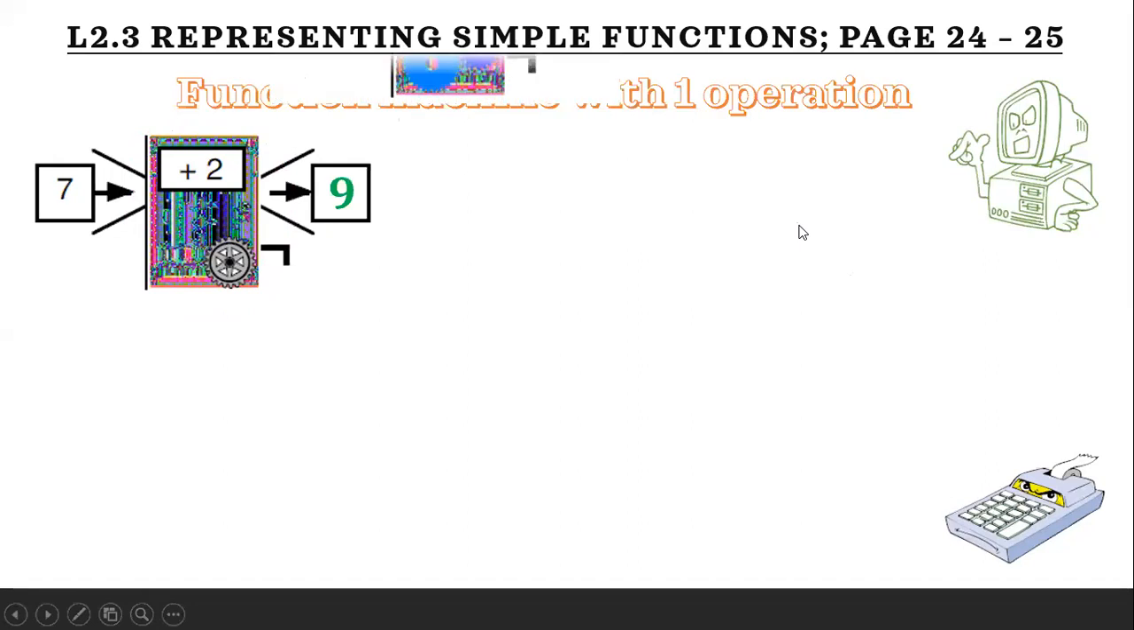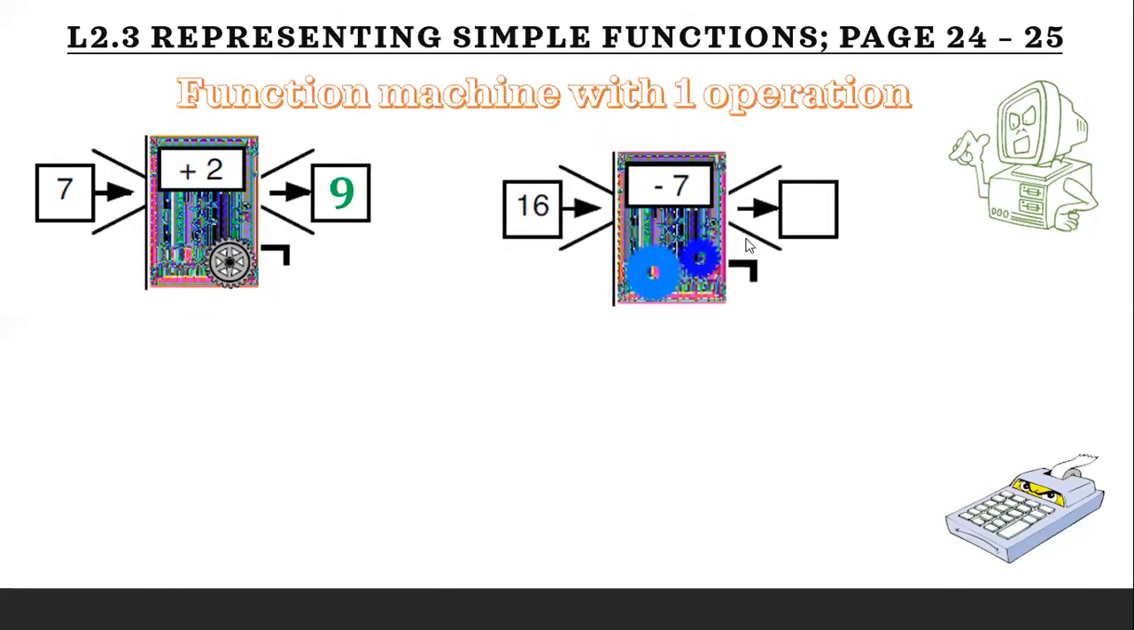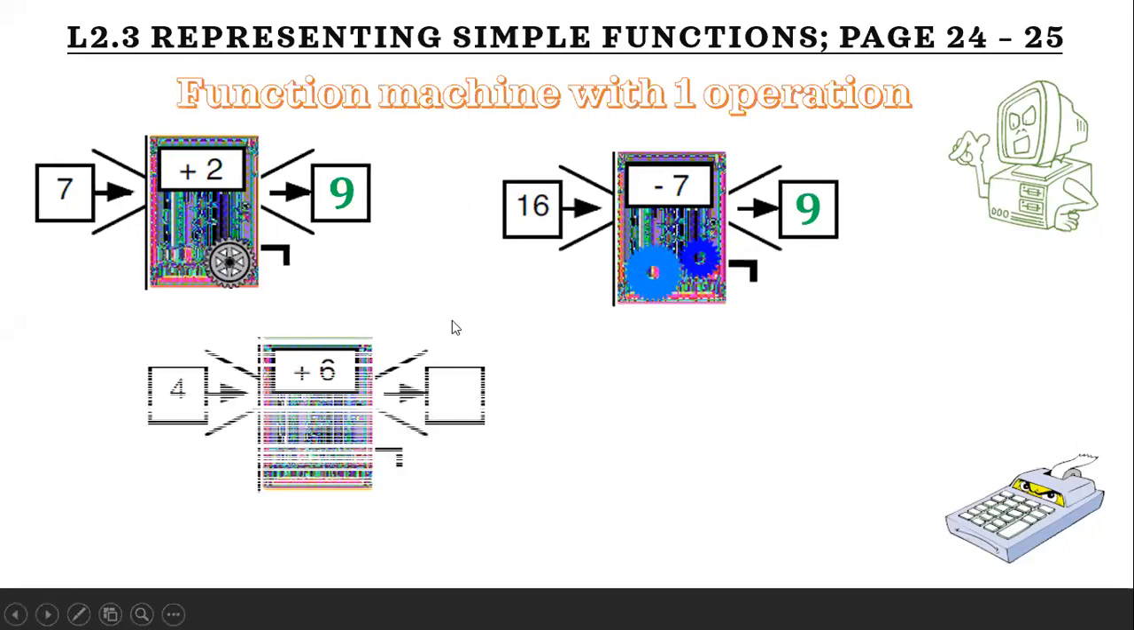Now let's look at the other one. Thank you, Masa. Please, those who have answered, lower your hand. Muhammad Fuad, what is the new number? 9. Excellent job. Why is it 9? Because 16 minus 7 is 9. Let's look at the other one. Zaid, where is it? What is the missing number? 10. Thank you very much.